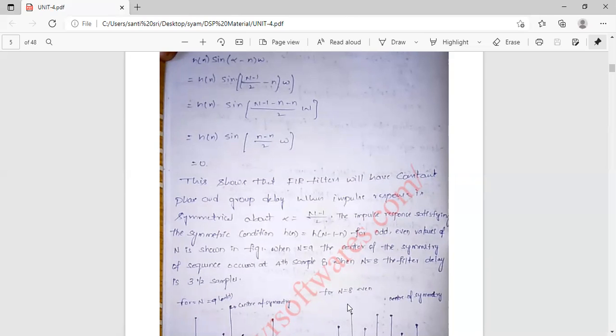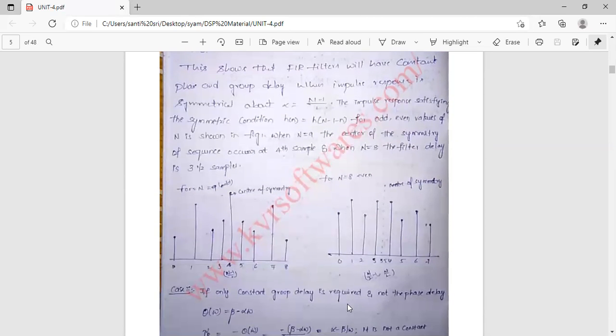The impulse response is symmetrical about alpha equal to (N minus 1) by 2. The impulse response satisfying the symmetric condition h(n) equal to h(N minus 1 minus n), for odd and even values of N, is shown in the graph. When N equal to 9, the center of symmetry of the sequence occurs at the fourth sample, and when N equal to 8, the filter delay is 3.5 samples. So N is 9, that is odd, the center of symmetry is (N minus 1) by 2, that is (9 minus 1) by 2, which is 4.